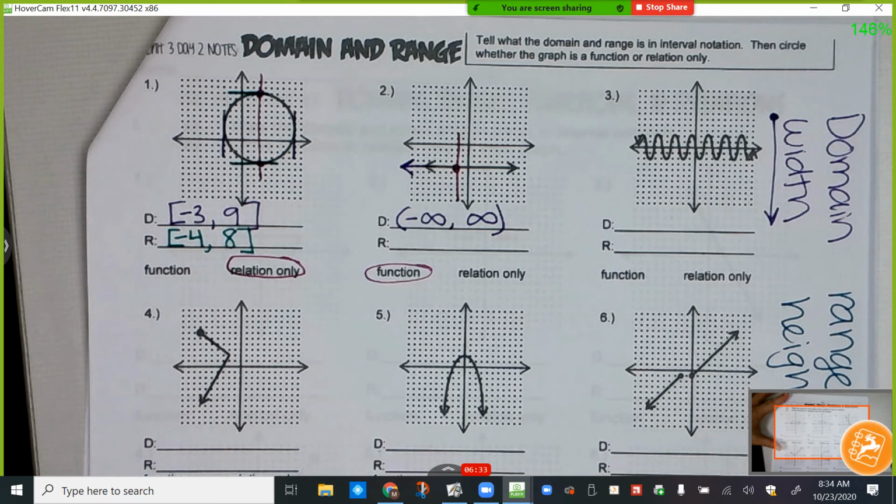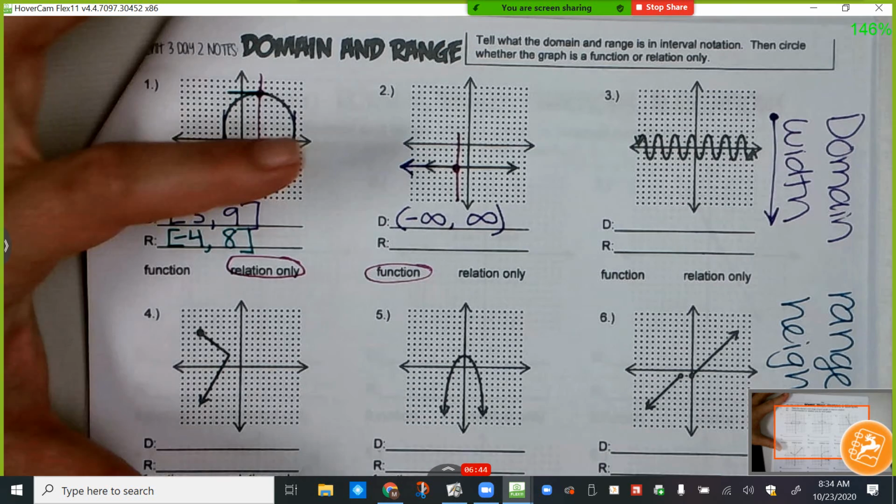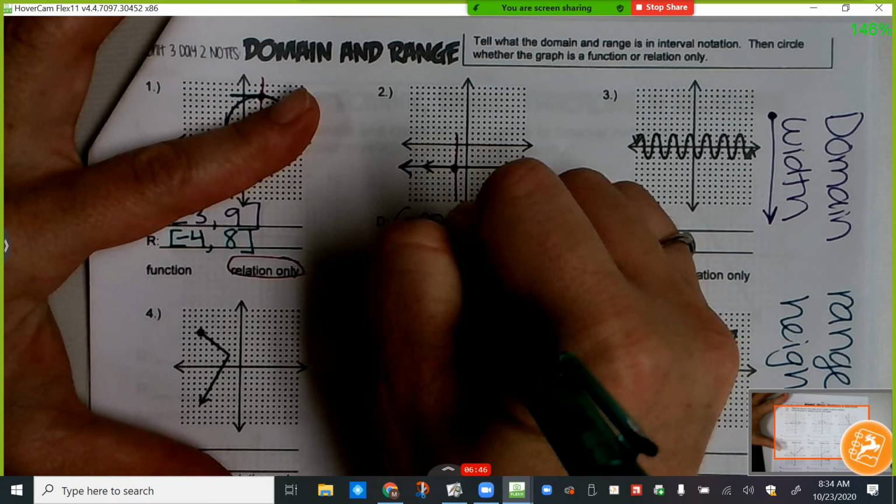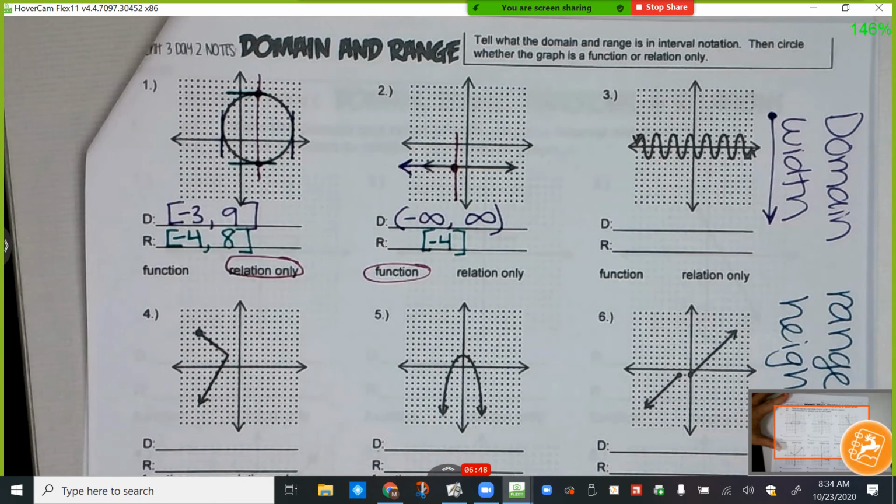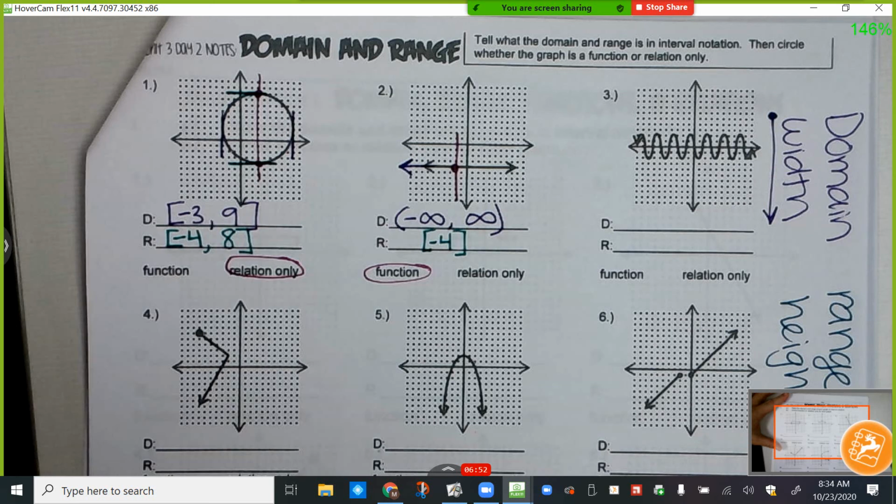Now, this is where this one gets a little weird. What about height-wise? Well, what's the lowest it goes? Does it ever go above that? No, everywhere is negative 4, and it's a solid line, so we are literally just going to use square brackets around the number negative 4. Because that is the only height this line ever reaches. Okay?